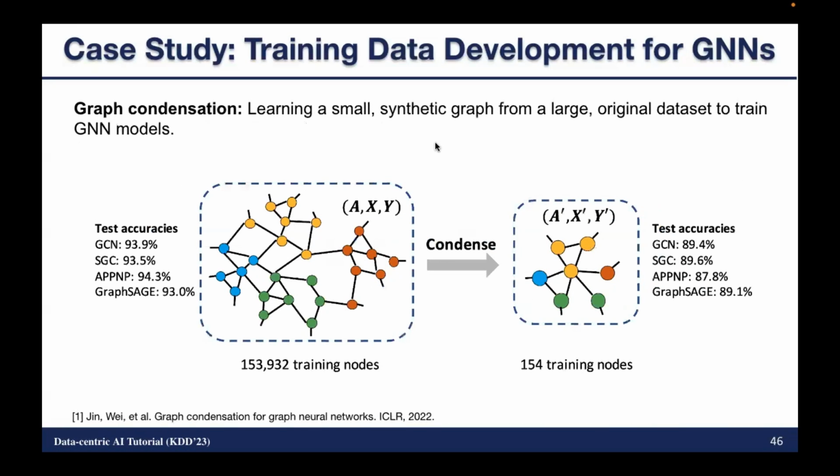Another one is graph condensation. Because the graph is very large, it will be very expensive, especially, for example, in the inference stage, where we need to do aggregation. So if we can learn a smaller graph and achieve similar results while learning on this graph, then this would significantly increase the efficiency. So one direction is called graph condensation: we learn a small synthetic graph from a large original data set to train the GNN models. There are different strategies. For example, in this paper, they use gradient matching to ensure the gradients learned on the larger graph and the smaller graph are very similar.